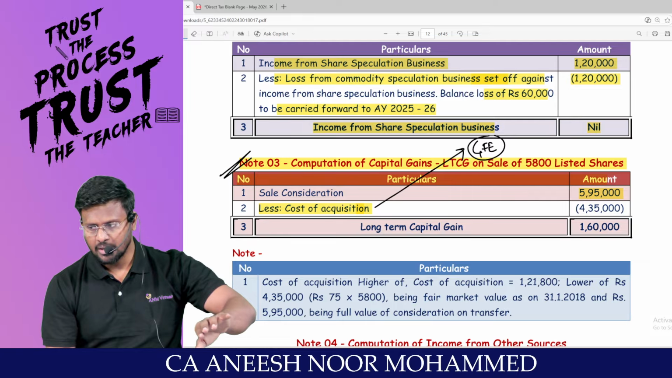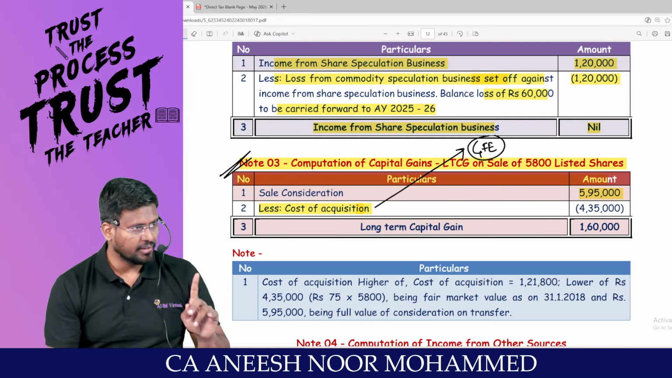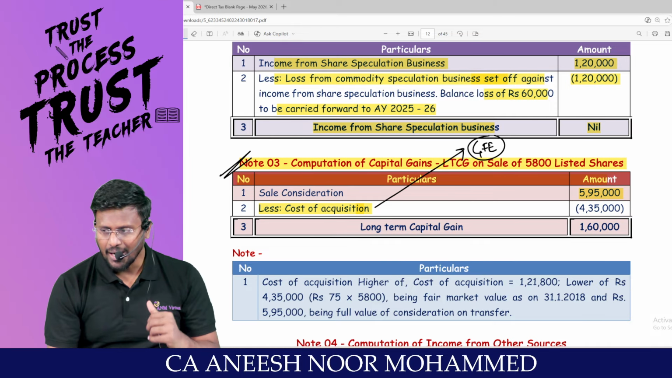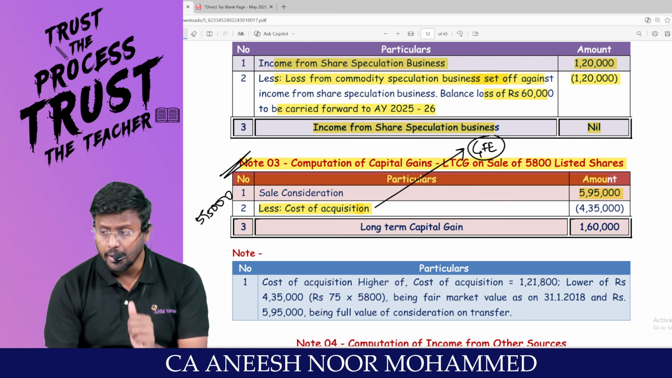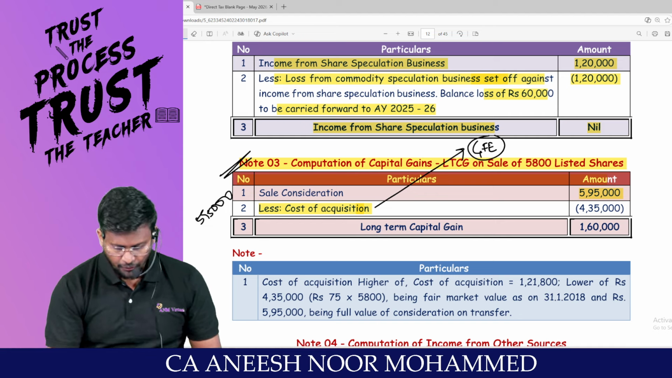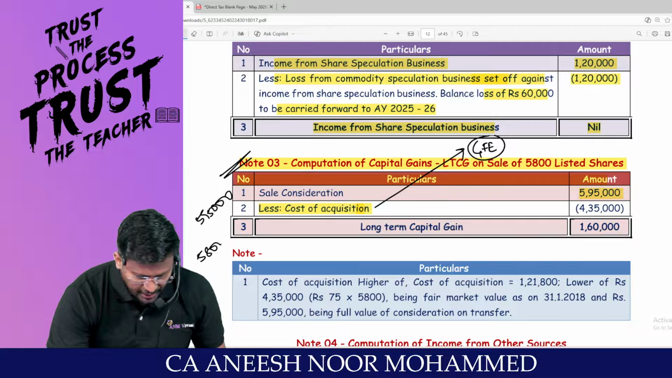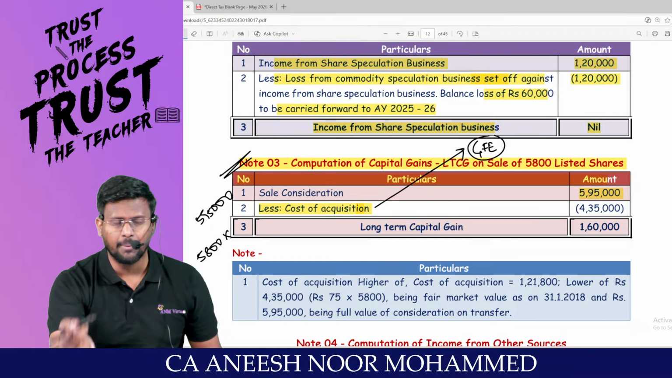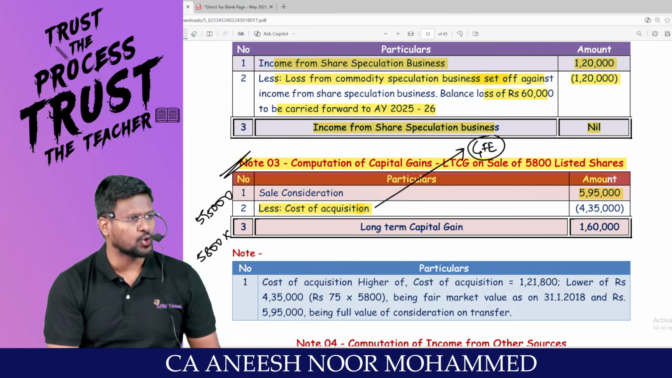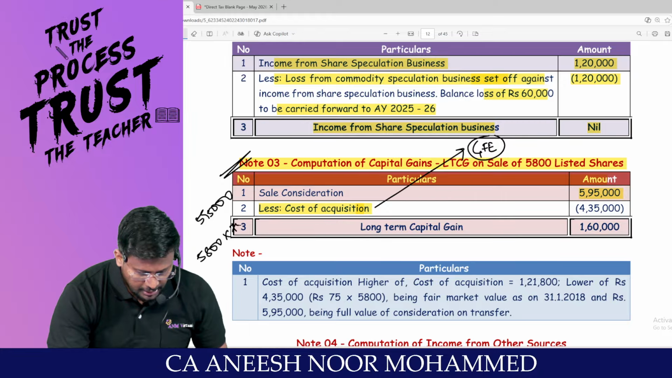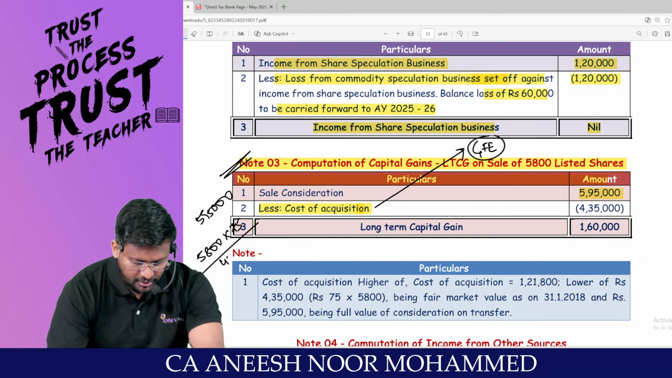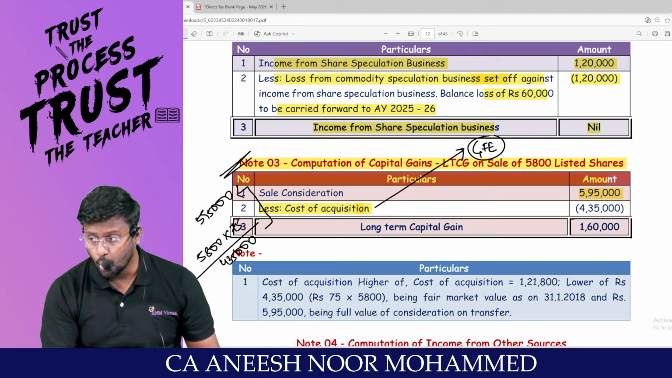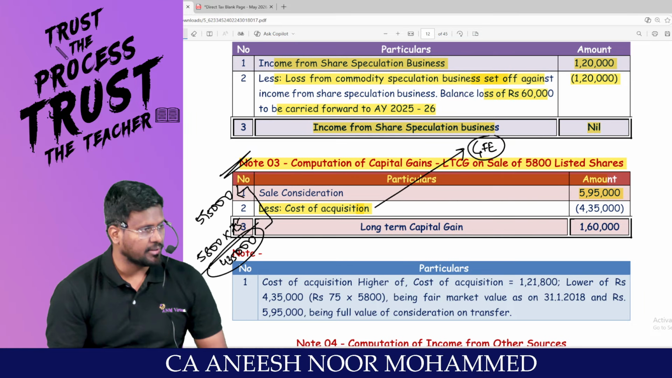Grandfathering effect means, sir, earlier it was exempted, then it has become taxable. Tell me what is the full value of consideration? 5,95,000, right? How many equity shares? 5,800. So 5,800 into the fair market value on the date of amendment. How many rupees is the fair market value? 75. So take your calculator. 5,800 into 75 comes to 4,35,000. You tell me, 4,35,000 or 5,95,000, whichever is lower. So I will choose 4,35,000.